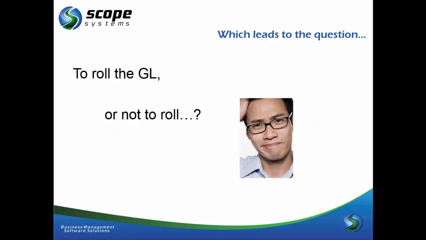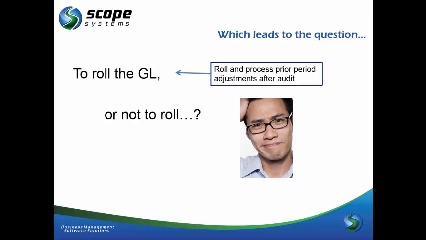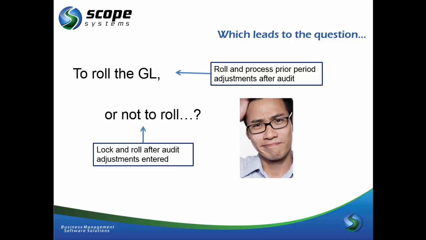This leads to the next question: when to roll a ledger or when not to roll a ledger? There are two options really. You can either roll and process prior period adjustments after audit, or lock and roll after audit adjustments are entered. Personally, my preference would be to lock and roll after audit adjustments are entered.